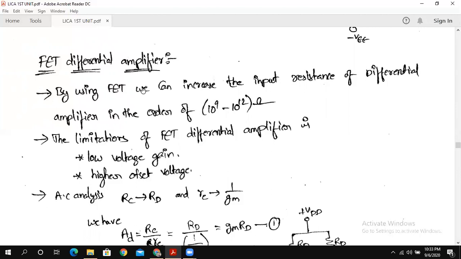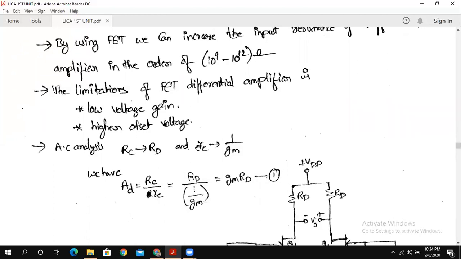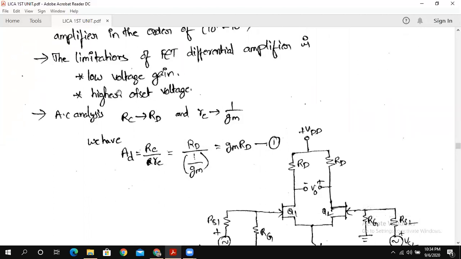By using this FET, the input resistance of a differential amplifier is on the order of 10 to the power 9 to 10 to the power 12 ohms, which is a high resistance value. As the input resistance of the FET is very high, the differential amplifier input resistance will also be high. However, FETs also have some limitations, that is, low voltage gain and higher offset voltage.